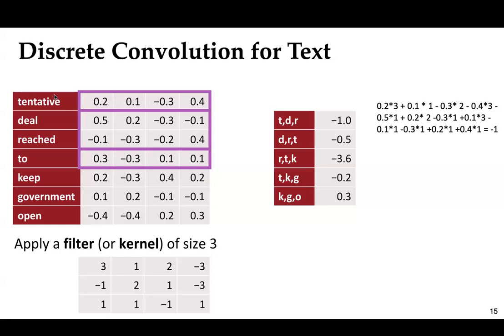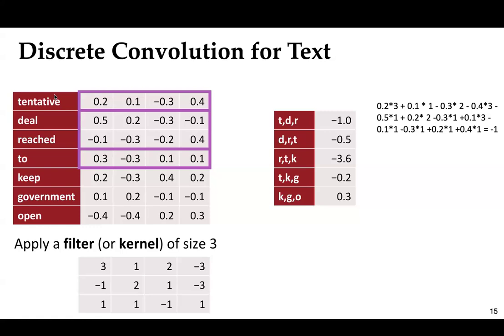So let's say that we have those features, and we have the filters or kernels of size 3. The width of that is going to be the same width as that of the filter, and then the height of it can be anything. It can be of size 3, it can be 4, 5, whatever. Okay? And so the idea here is that, because this is a size of 3, we want to calculate a feature map for this sentence: Tentative deal reached to keep government open.